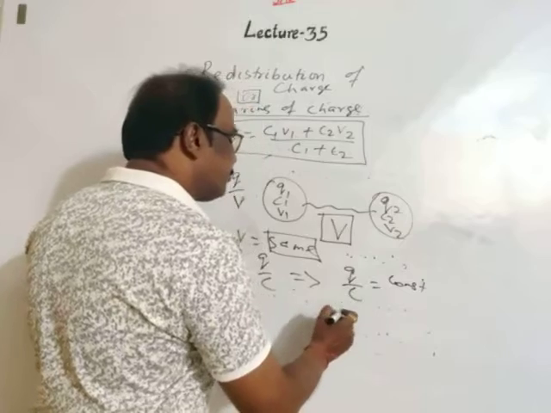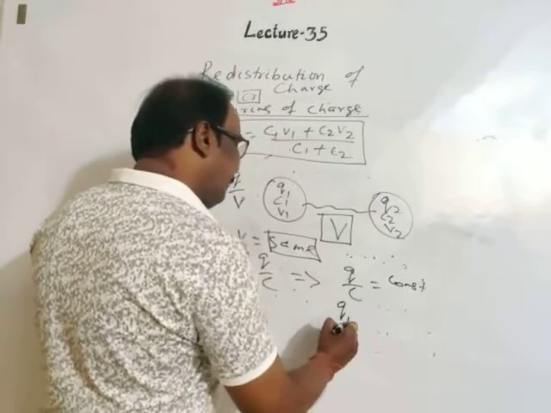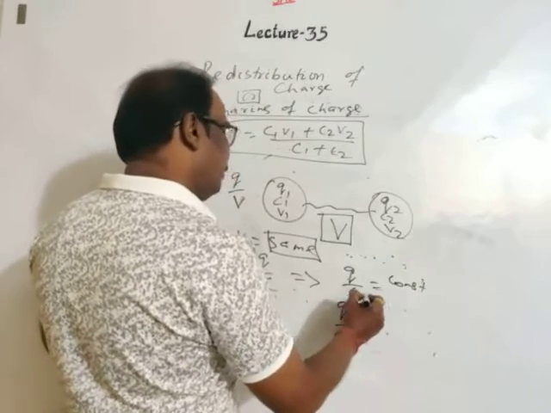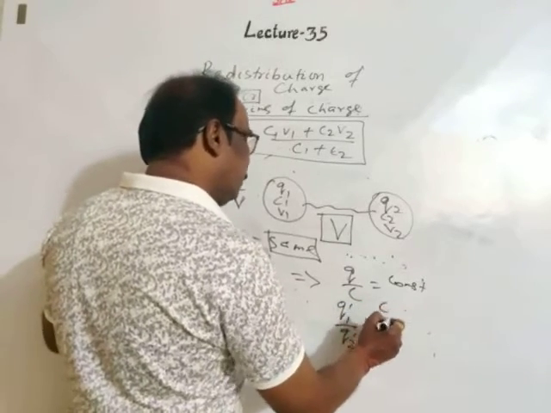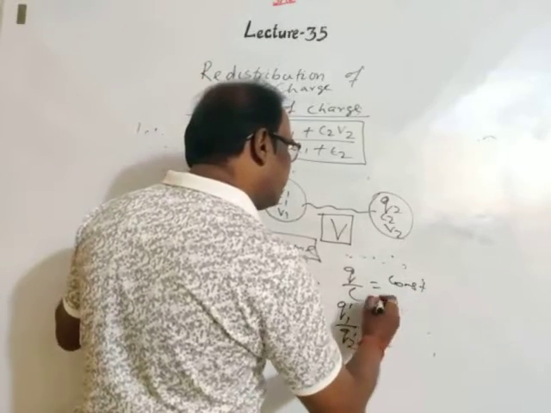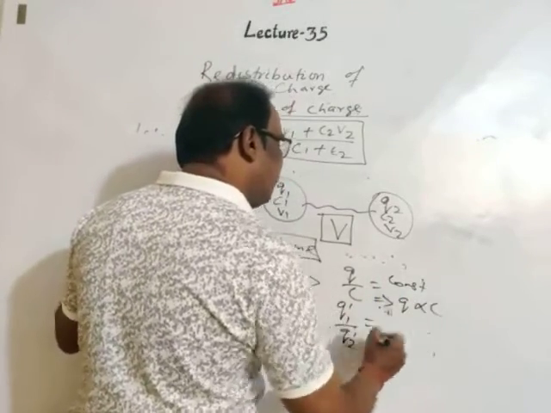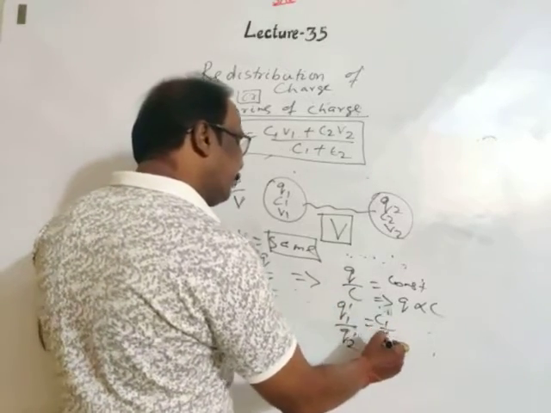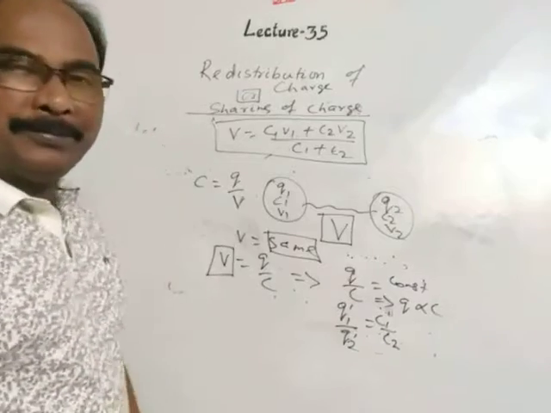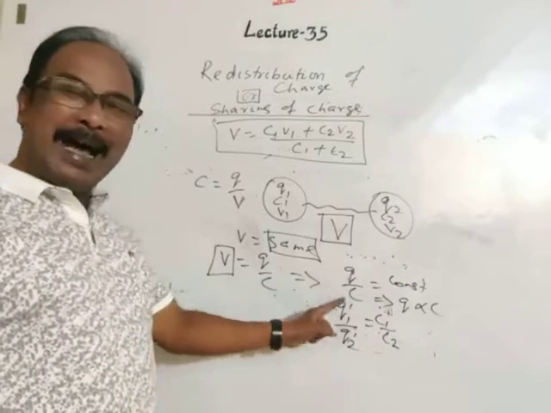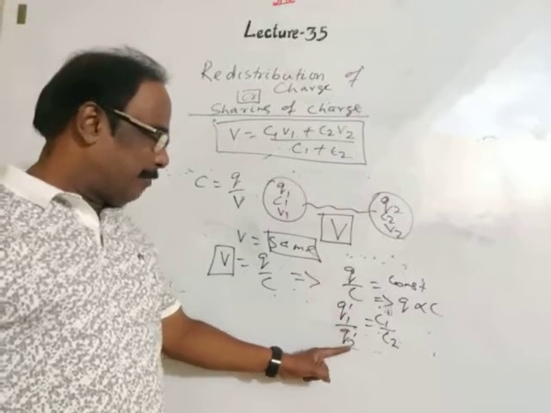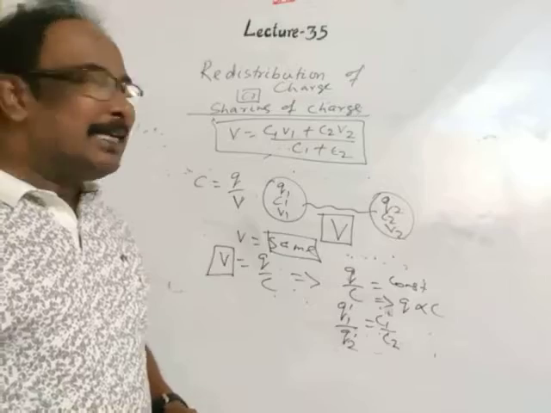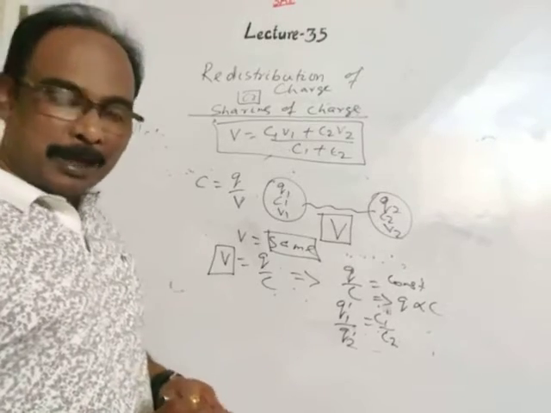Then we may write Q1 dash divided by Q2 dash. This implies Q is directly proportional to C. So Q1 dash by Q2 dash is equal to C1 by C2. So the ratio of charges on the bodies or on the capacitors is equal to the ratio of their respective capacitances. Okay. So this is about the redistribution of charge.